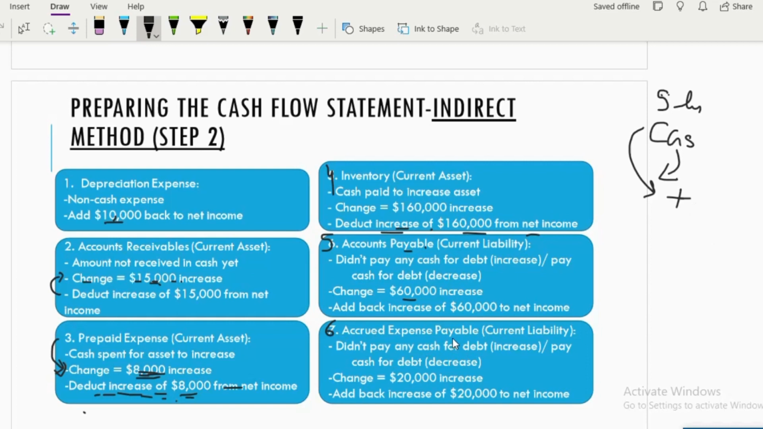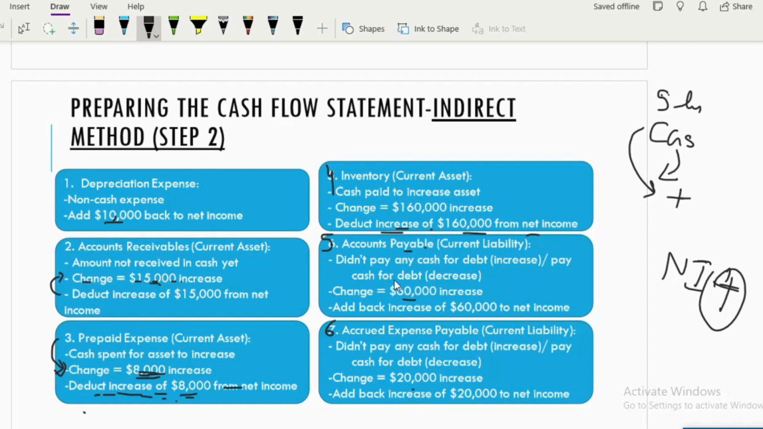Then comes accrued expenses payable. These are those expenses which you did not pay. Like some of the salaries are due, so we have salaries payable, rent is due, we have rent payable. If you did not pay these operating expenses, net income has already deducted them. So if net income has deducted it, nullify them by adding them back. So I'm going to add back this increase in accrued expenses payable.